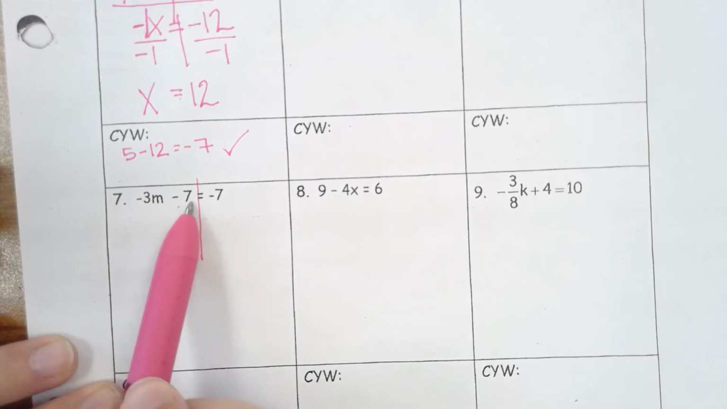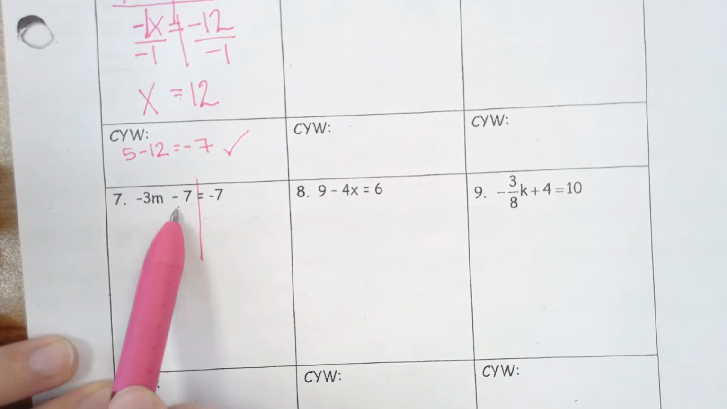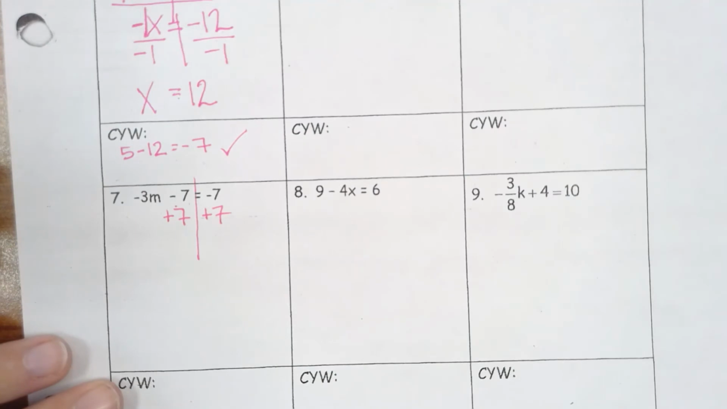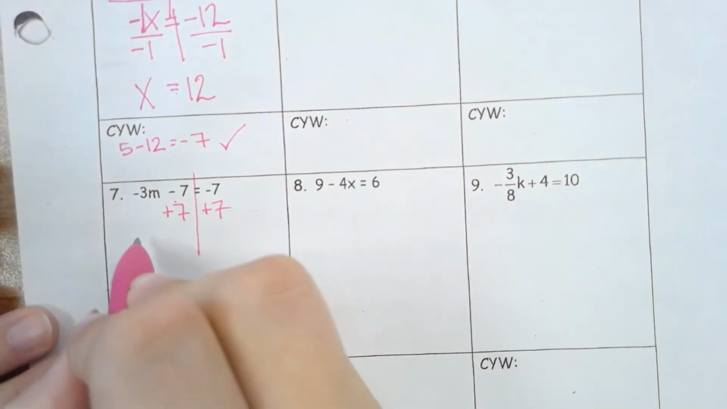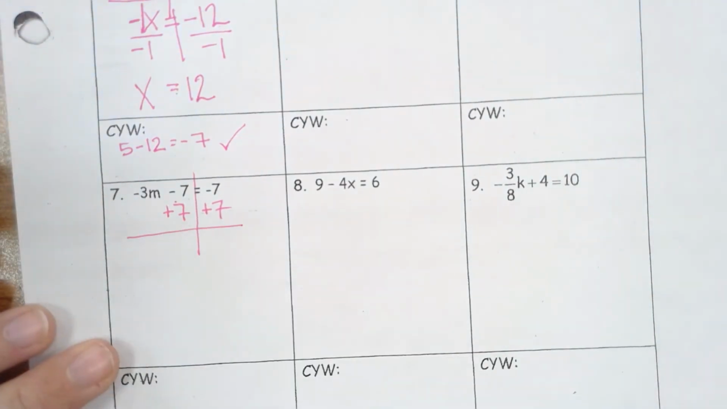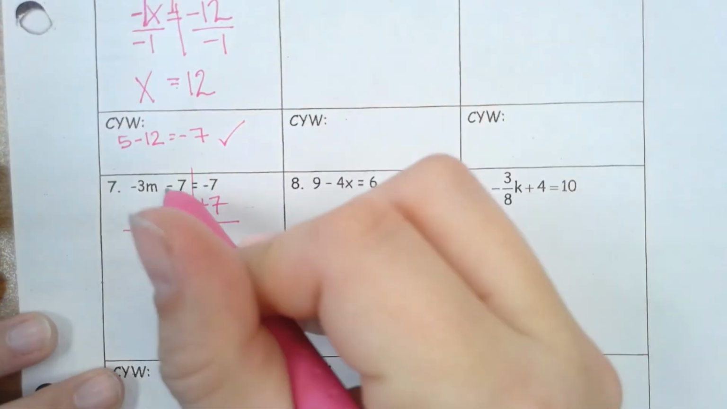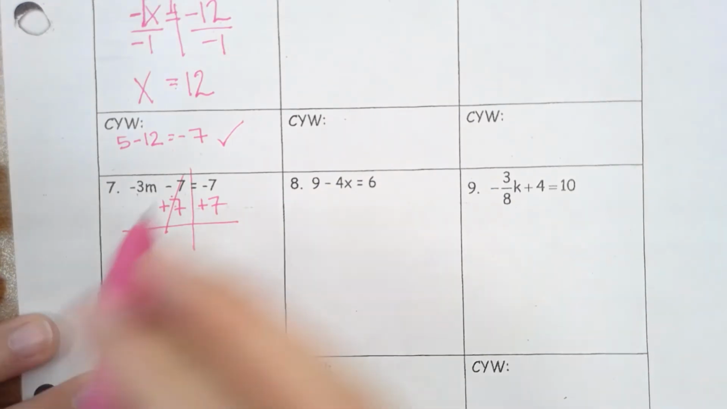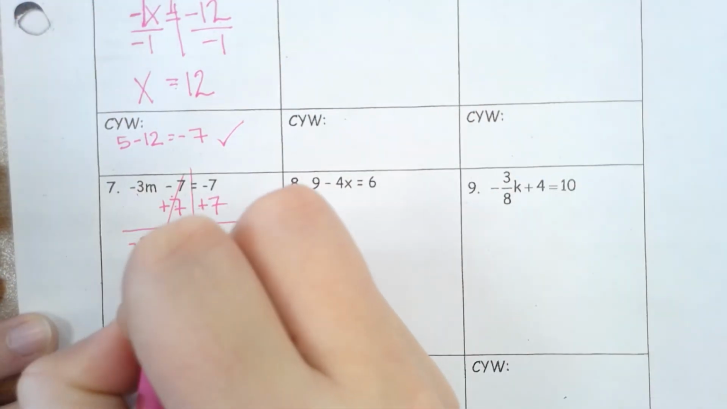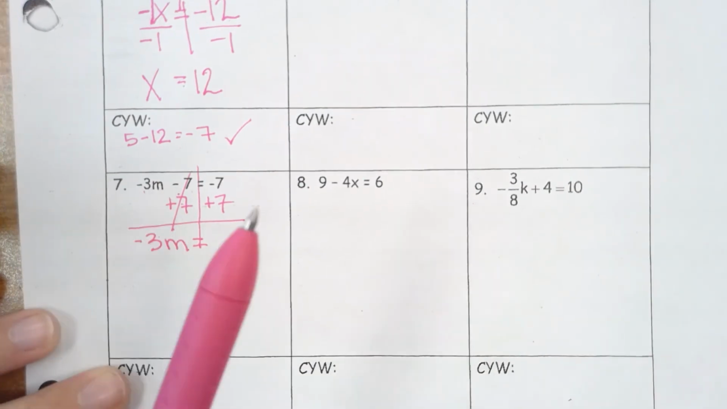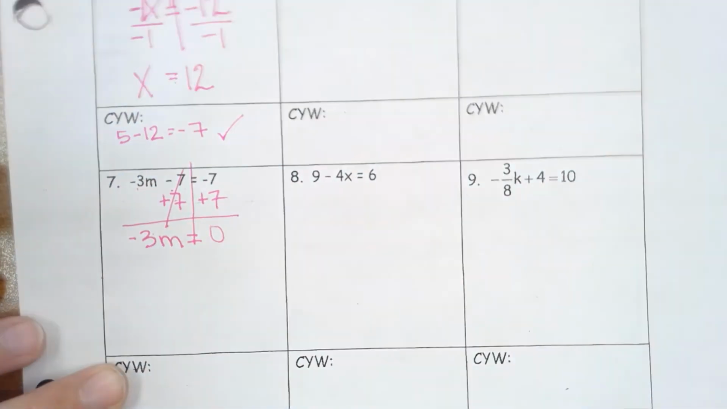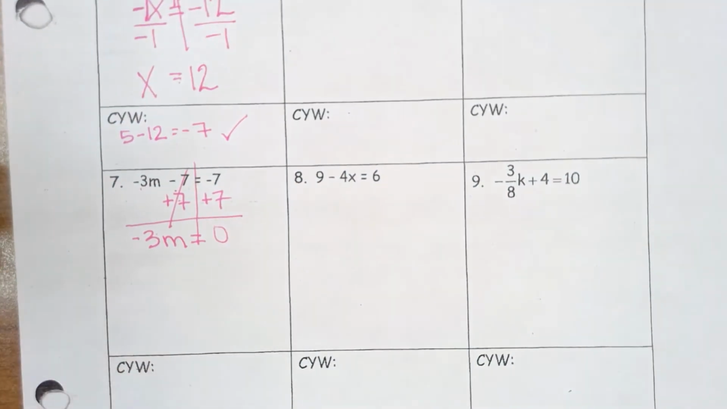So if it's subtracting 7 and I want to move it over to the other side, what's the opposite of subtracting 7? If you said adding 7, that is correct. So you want to add 7 to both sides. So your minus 7 plus 7 cancel because that equals 0. So we are just left with this negative 3m. Don't forget that negative sign. And then negative 7 plus 7, well, that also equals 0. So I still want to bring down that 0.